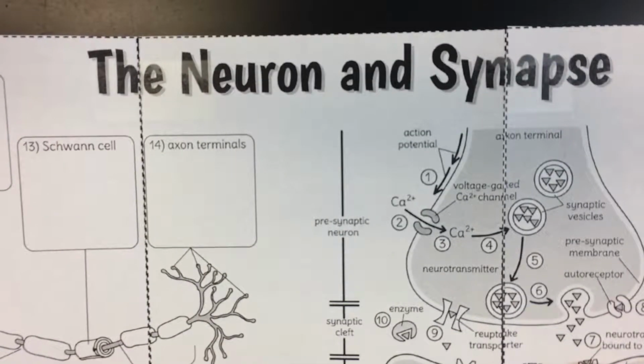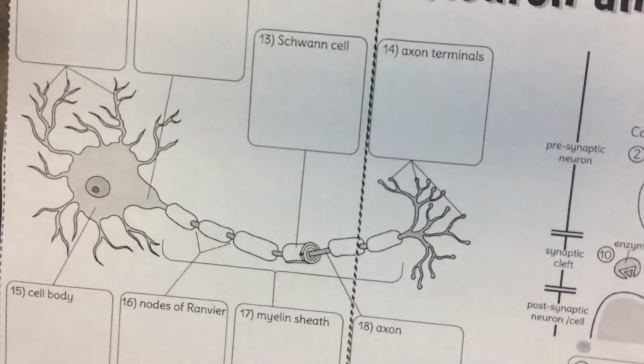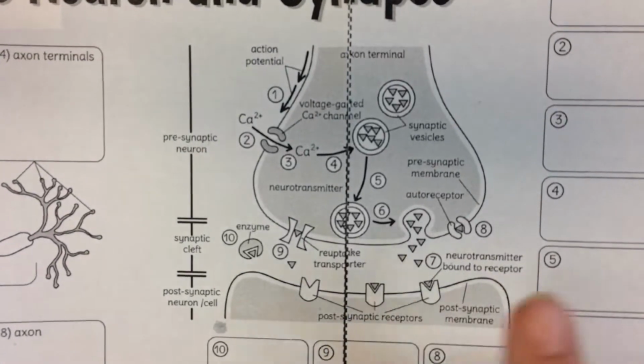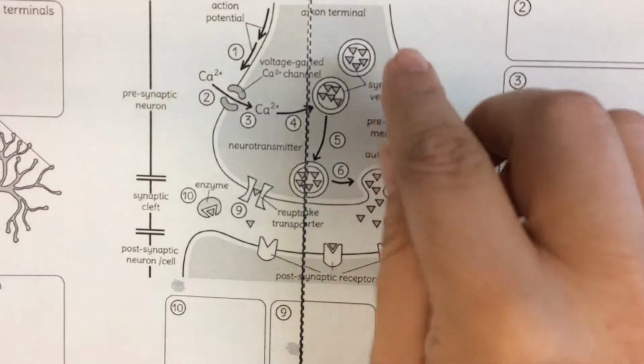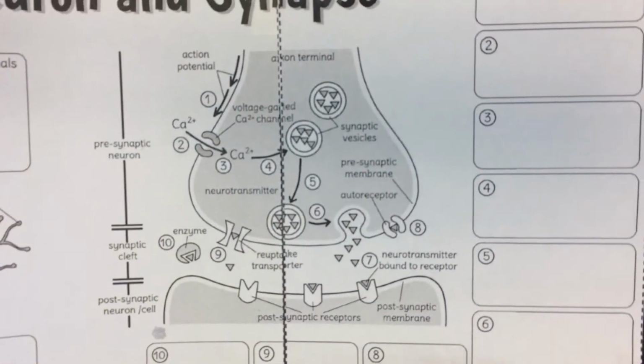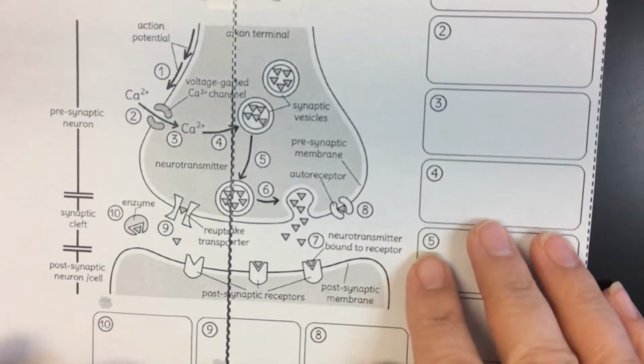For the neuron and the synapse. So go ahead and get these all taped together. I actually recommend putting your tape on the back side, because sometimes you put it over the top and then you try to write and it doesn't work very well. So just a little word of advice.